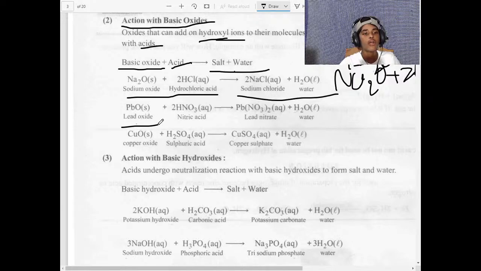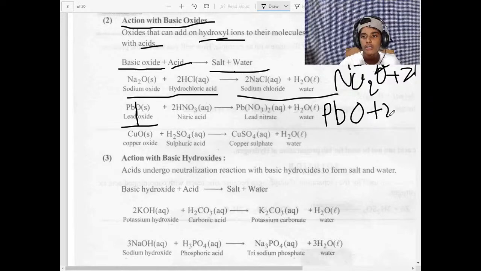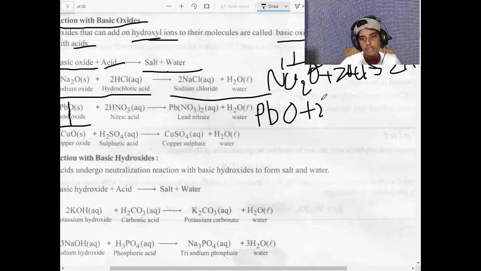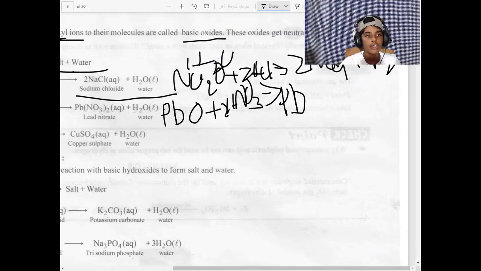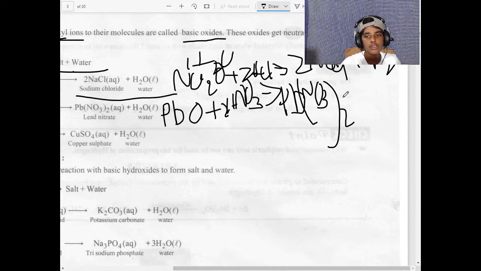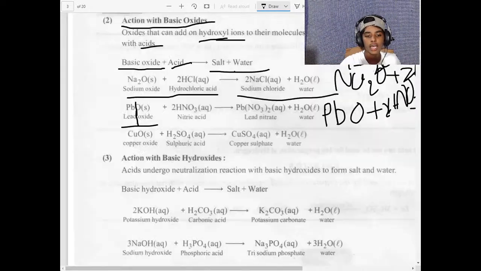Next, lead oxide. We will remove O, and it will give lead. PbO plus 2HNO3 will give Pb(NO3)2, lead nitrate, and it will give us water.